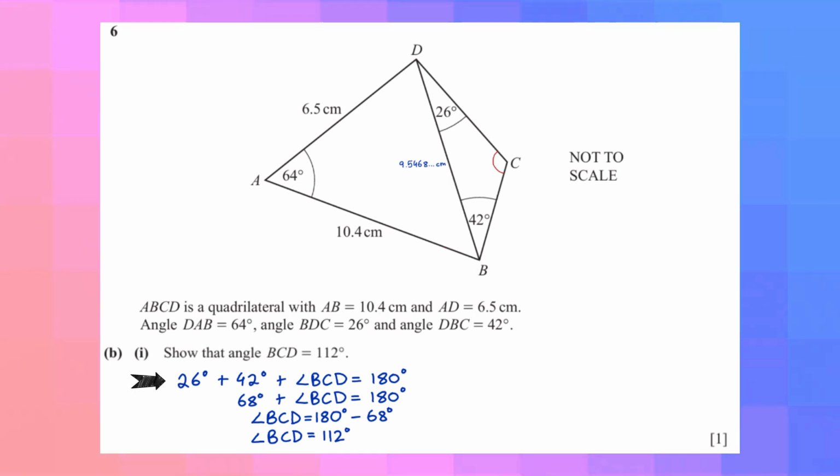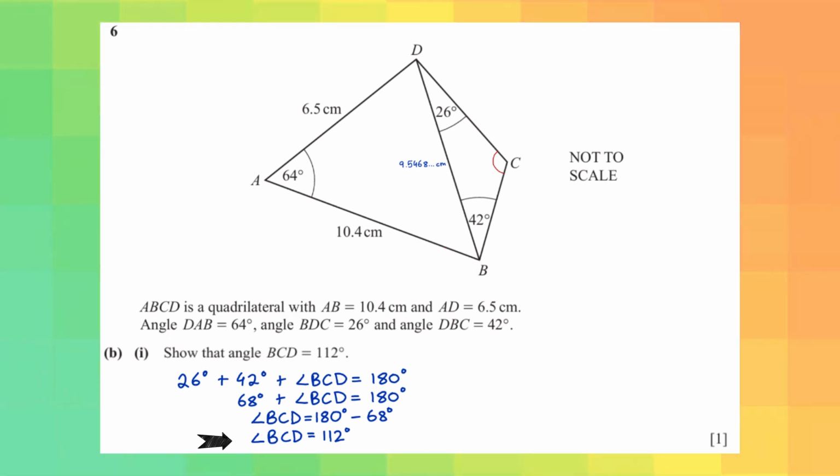Now, we can solve this equation for angle BCD. Simplifying, we get 68 degrees plus angle BCD equals 180 degrees. Then we subtract 68 degrees from both sides. This gives us angle BCD equals 112 degrees. This completes the answer for part 1 of part B.